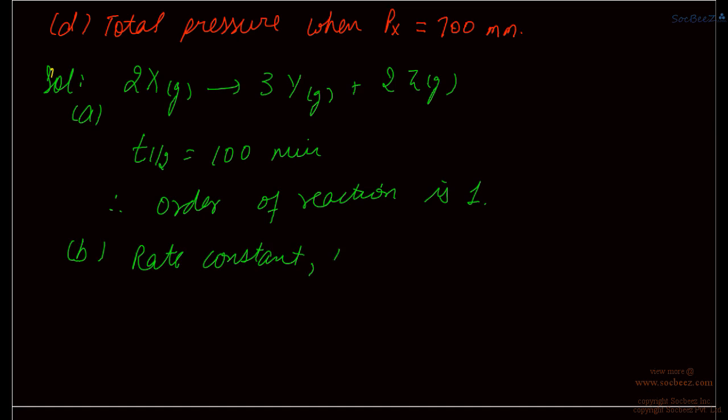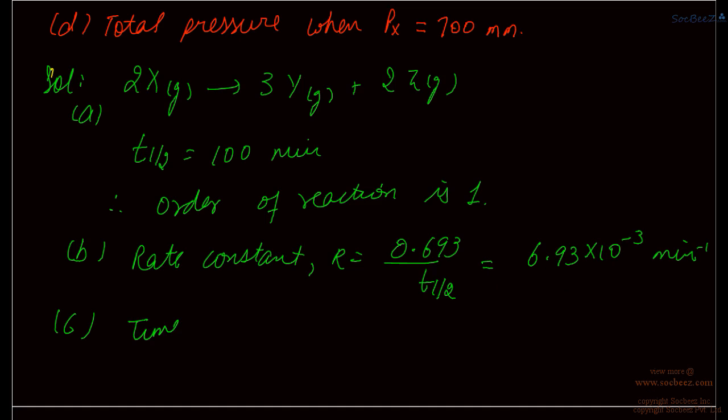Now, second part, rate constant. Since this is a first order reaction, rate constant K equals 0.693 upon T half. It comes out to be 6.93 into 10 raised to the power minus 3 per minute. Okay. So now, time taken for 75% completion of reaction. Now, 75% completion of reaction means that only 25% of X is left here.